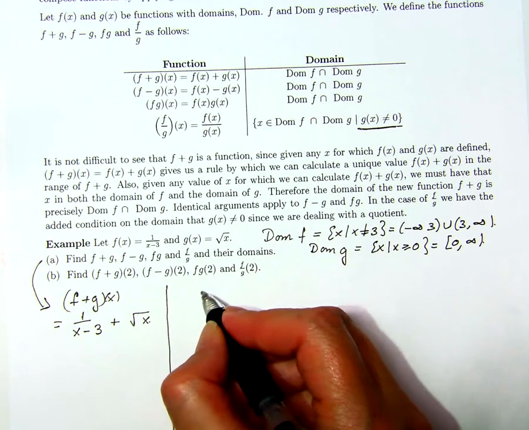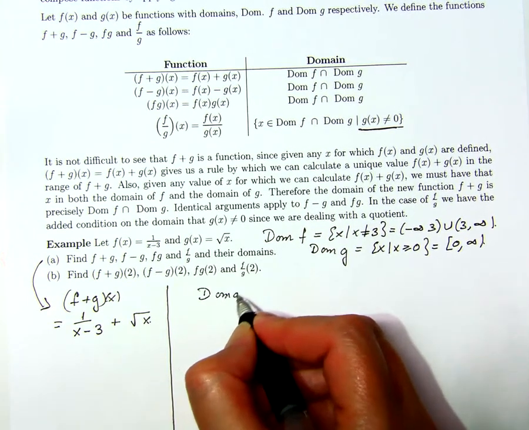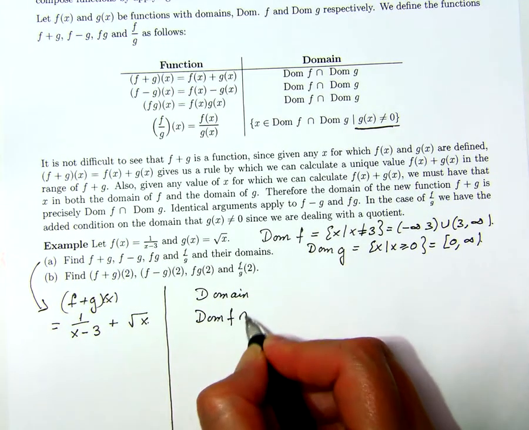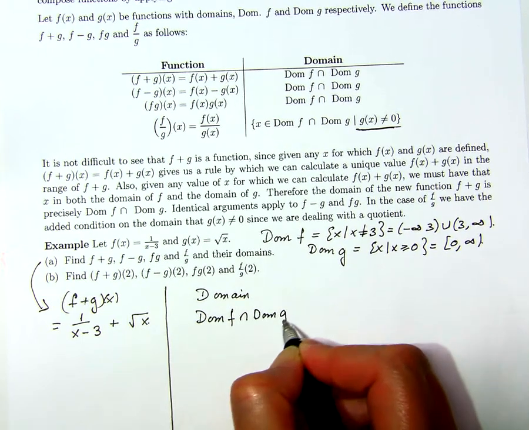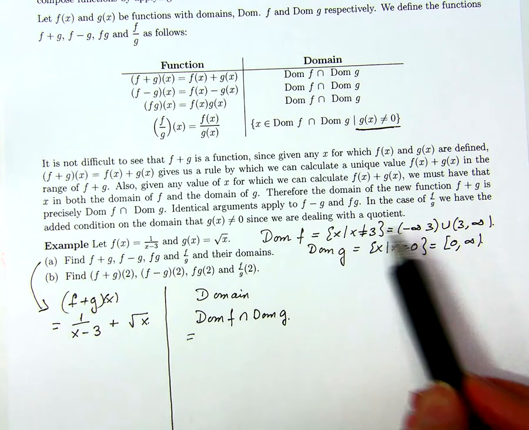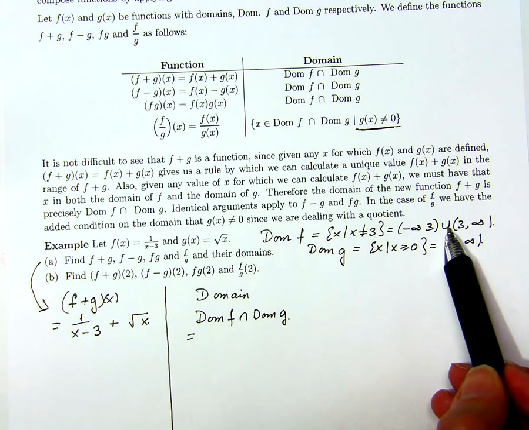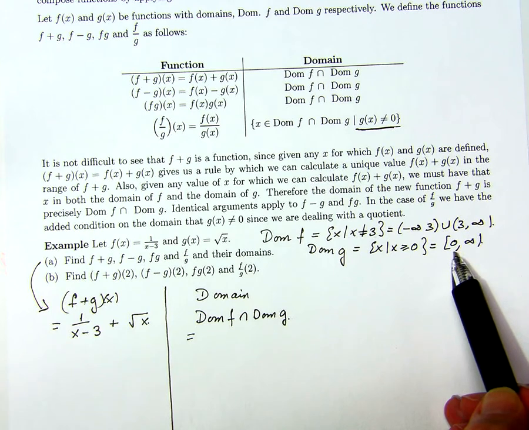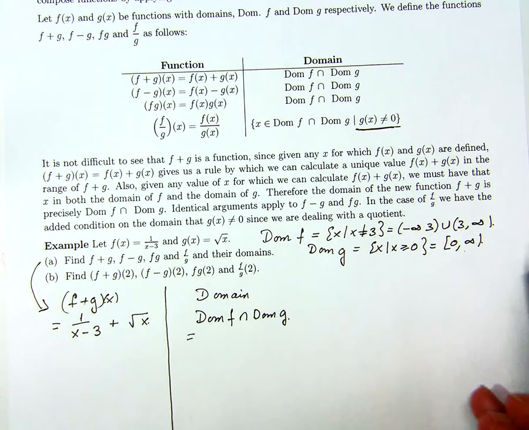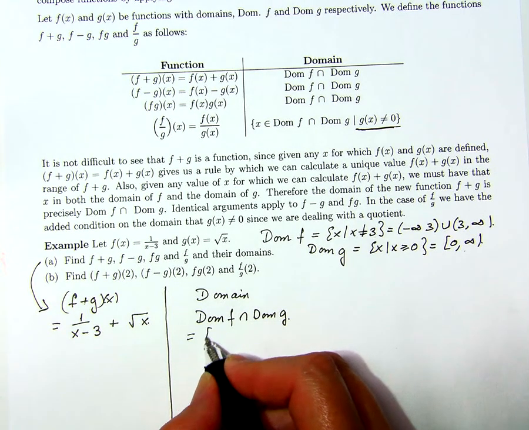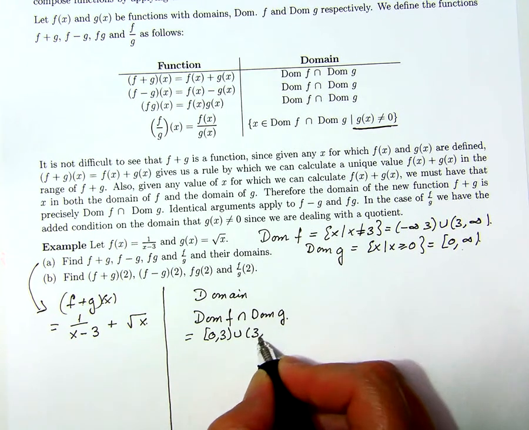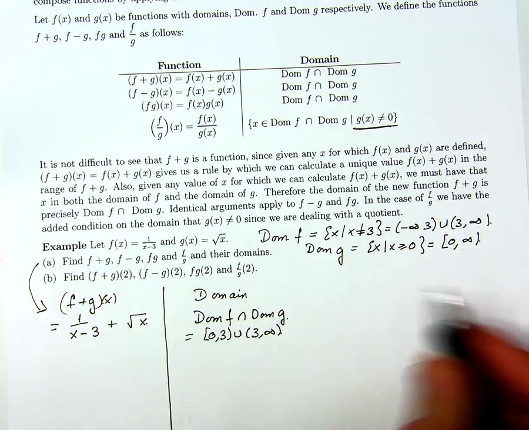And its domain is the domain of f intersected with the domain of g. And that's the intersection of these two sets. It's every x value which is not equal to 3 intersected with all x values that are greater than or equal to 0. So both of these conditions must be met. So it's everything from 0 to 3, not including 3, along with everything from 3 to infinity.